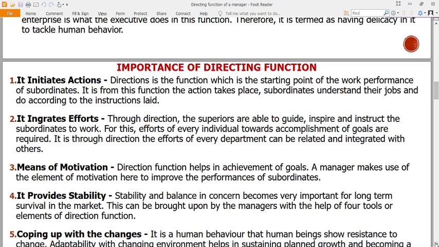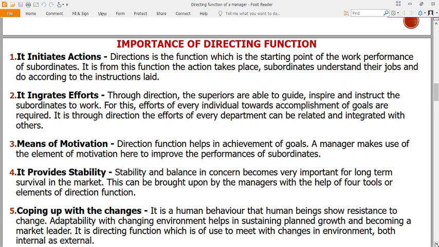Directing is of importance because it initiates actions. Sometimes people are not aware of what is expected of them, but once they are directed, they get to know what to do, and that acts as an initiation activity. Then it ignites efforts. Here, superiors are able to guide, inspire, and instruct subordinates to work. Then it's a means of motivation. As you're directing, you're encouraging and motivating your workers to improve on their performance.